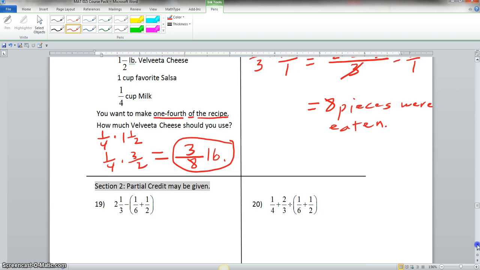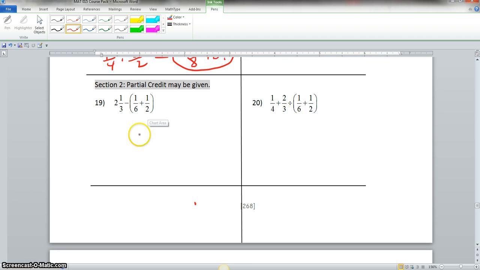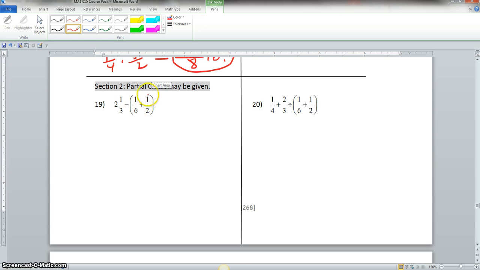Now, we scroll down here to problem 19. Now, we have 2 1/3 minus 1/6 plus 1/2. Now, if you notice here in 19 and 20, both of these parentheses are exactly the same. So what I do to this one parenthesis, we would do to the other parenthesis. So first thing we're going to do is go inside this parenthesis. We need to find a common denominator of 6 and 2.